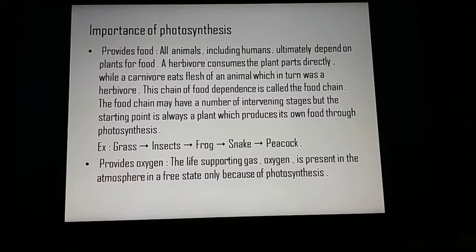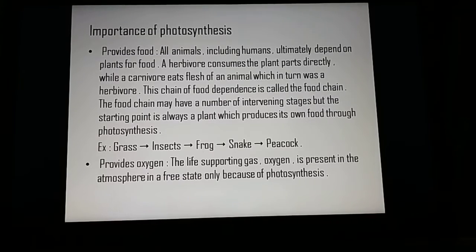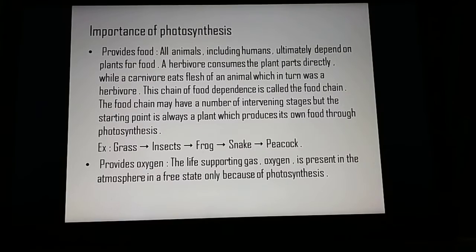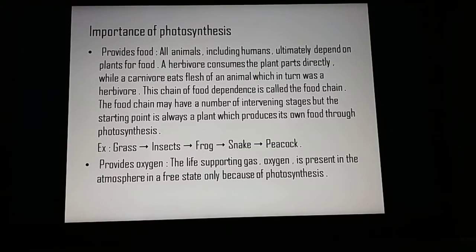Non-green plants such as fungi and bacteria obtain their nourishment from decaying organic matter in their environment. This matter comes from dead animals and plants which in their own turn were dependent on photosynthesis.